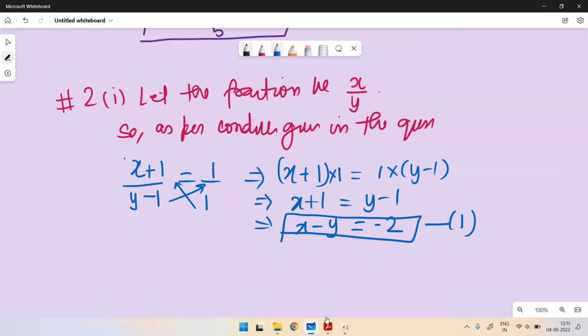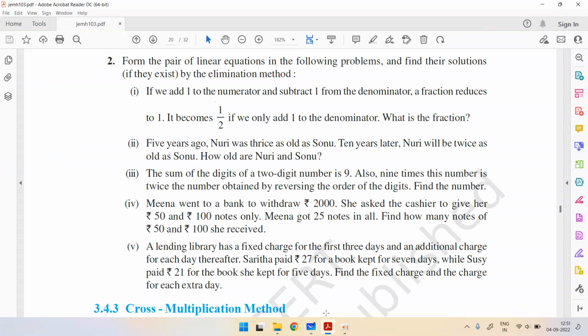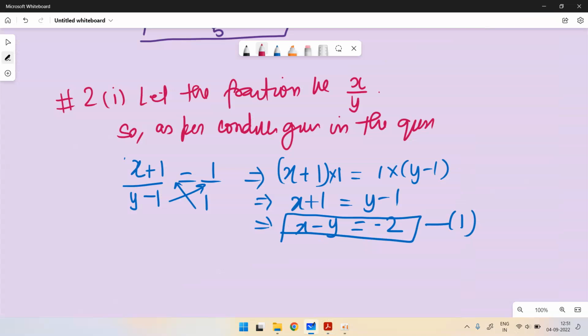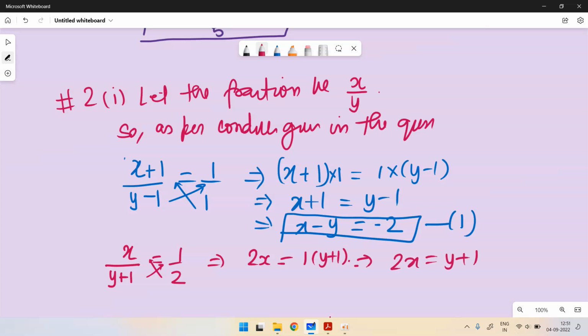Now, what is the second equation saying? It becomes half if we add only 1 to the denominator. So the numerator x remains the same and 1 is added to the denominator, and it changes to half. Cross multiplying, 2 into x, that is 2x, equals 1 into y plus 1, which implies 2x equal to y plus 1, which implies 2x minus y equal to 1. This is my second equation.